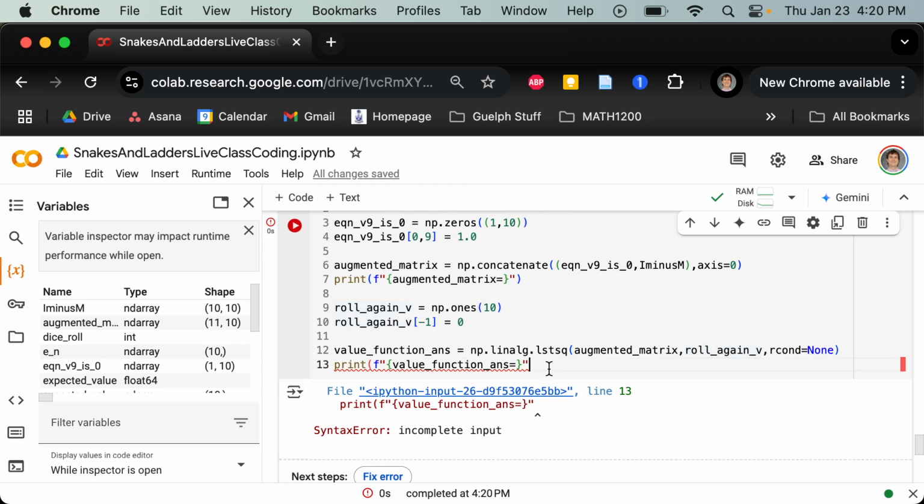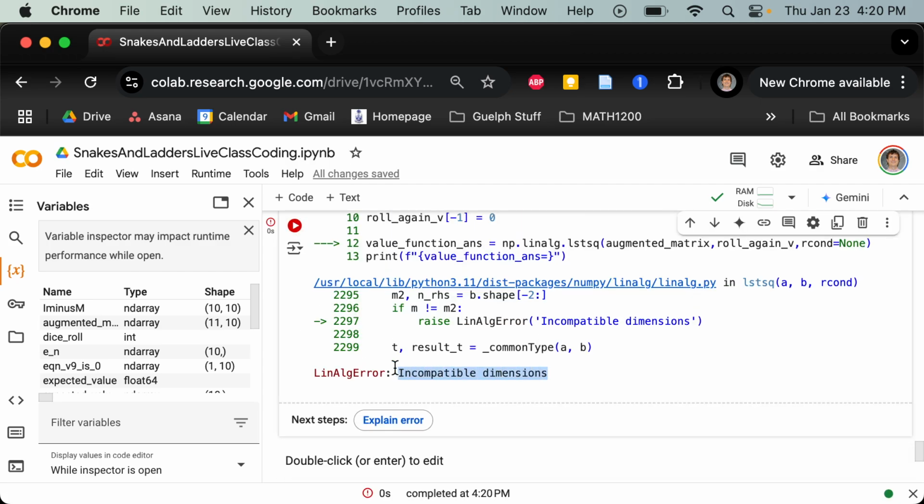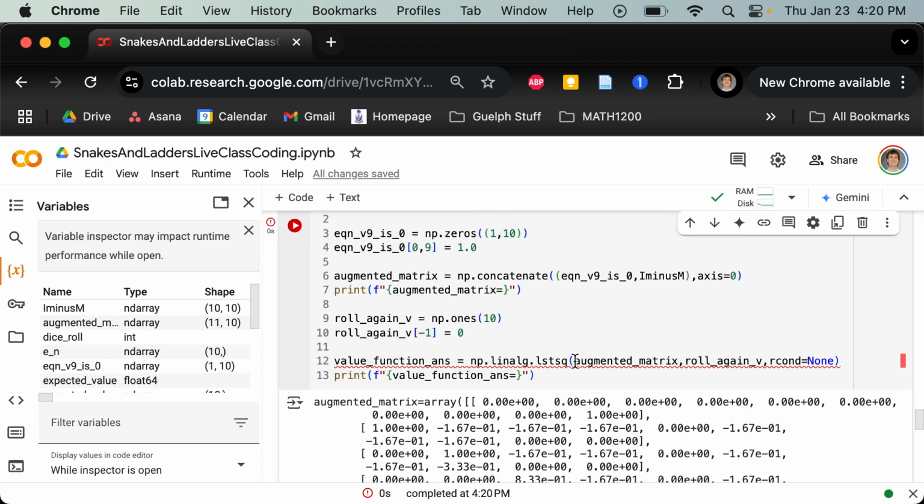Okay, now it's complaining that I didn't put a bracket, but even if I had put the bracket, it should say LinAlgError, incompatible dimensions. That's because, remember, this augmented matrix is not a square matrix anymore. It's a 10 by 10 matrix with one row added at the bottom. So it's an 11 by 10, and roll again v only had 10 things. So I have to tack on a thing. You could do concatenate again, or you could do a little hack and say roll_again_v_augmented, and then make it size 11.